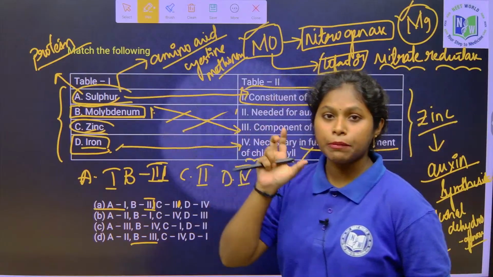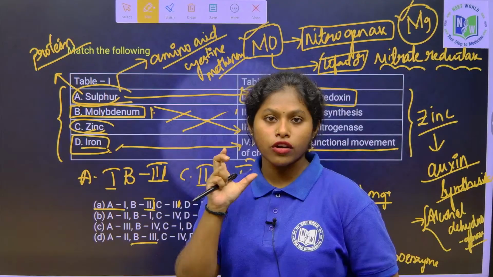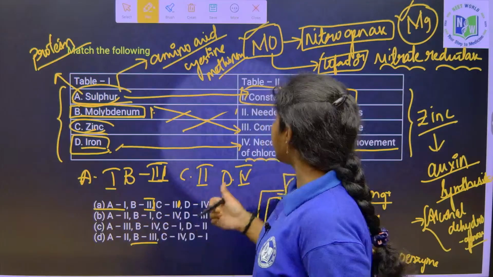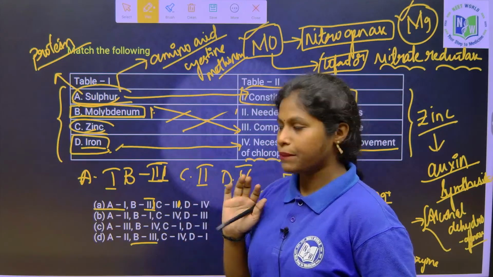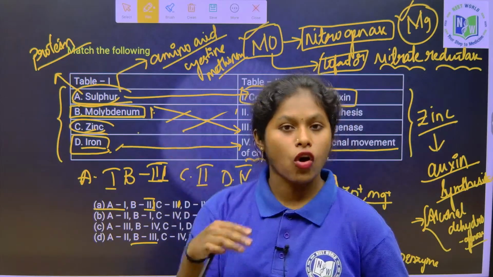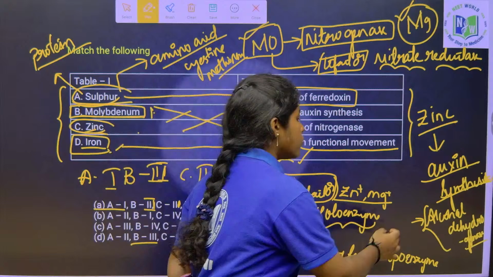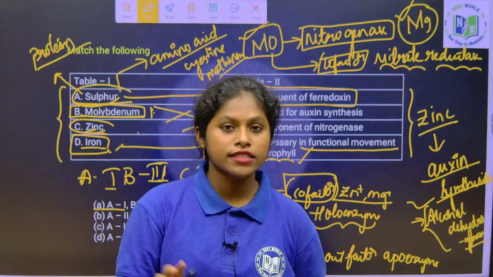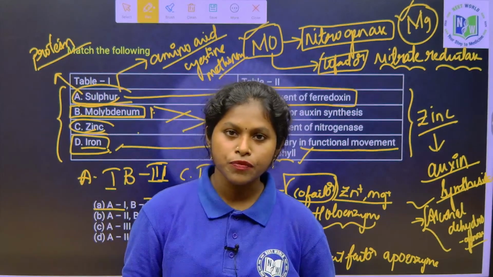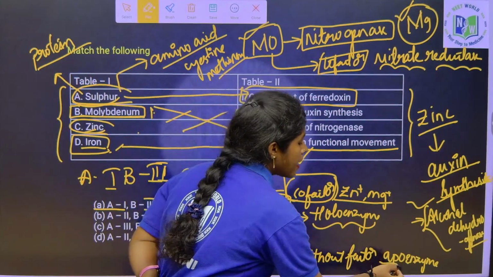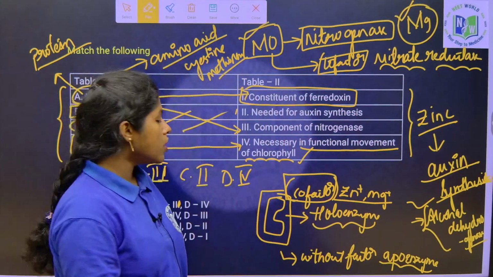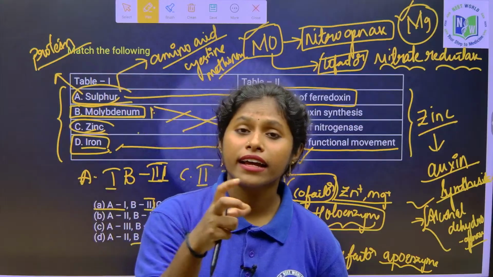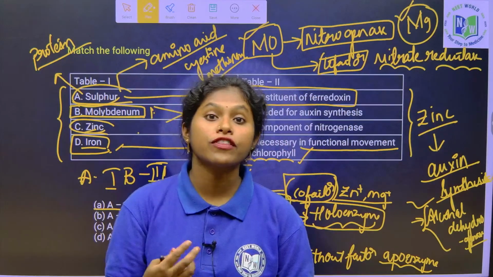Firstly, molybdenum: the main component of the nitrogenase enzyme is molybdenum, and it also acts as a cofactor for the nitrate reductase enzyme. And coming to zinc, zinc is mainly involved in auxin synthesis, and it also involves in the alcohol dehydrogenase enzyme activation. Without a cofactor, most of the enzymes will not be active. Without the cofactor, we call them apoenzyme. With the cofactor, we call them holoenzyme. They actually help in the attachment of the substrate, students.